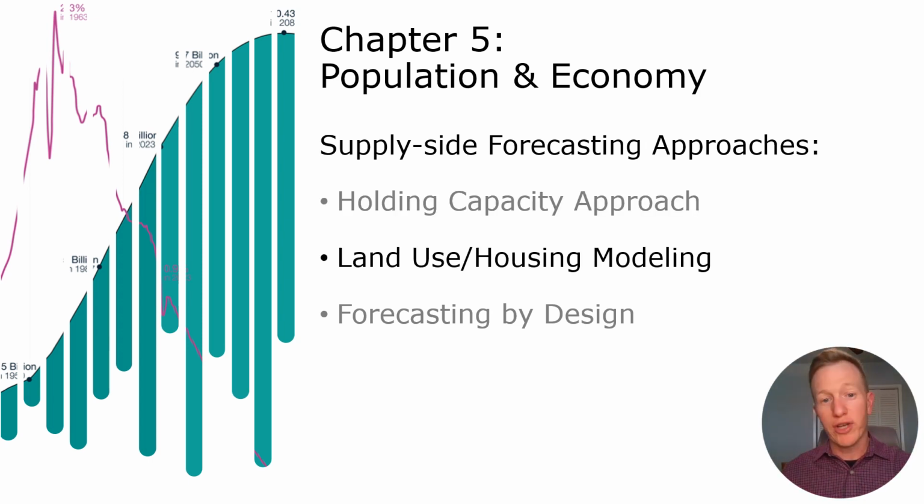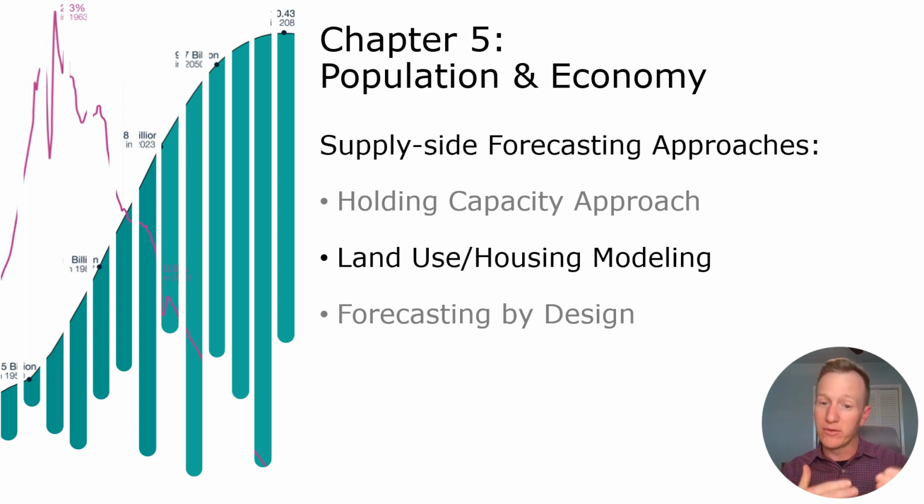The second approach after holding capacity approach is the land use housing modeling approach. And this is in California what we do in terms of the regional housing needs assessment, or the RHNA process. So a parent area provides a population down to a sub area, in this case the regional areas like SCAG, the Southern California Association of Governments, and then SCAG then provides a forecast or a projection of need down to every jurisdiction, the counties and the cities within the SCAG region.